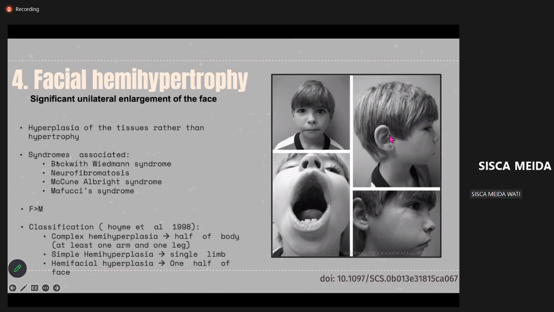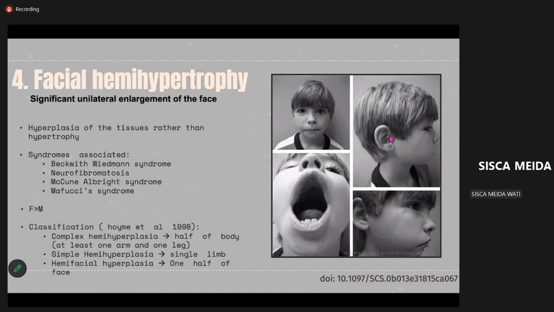And this condition could be related to some syndromes like Beckwith-Wiedemann syndrome, neurofibromatosis, McCune-Albright syndrome, and Proteus syndrome. And females appear to have facial hemihypertrophy more often compared to males. And it can be classified into three types. One is complex hemihyperplasia, when you find half of the body has hyperplasia, at least one arm and one leg.